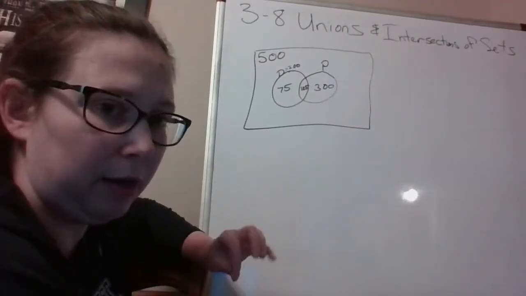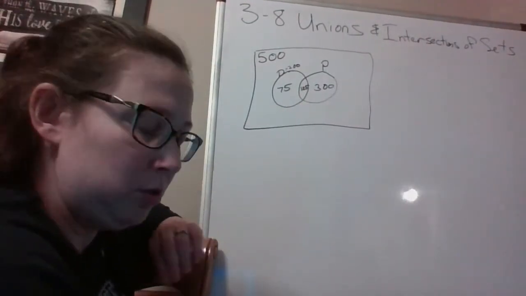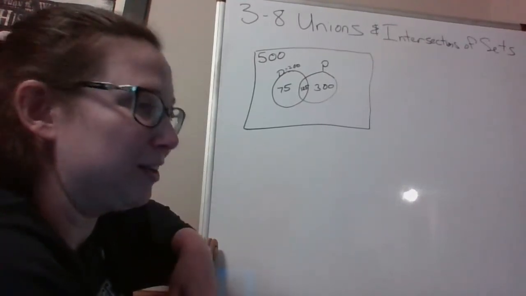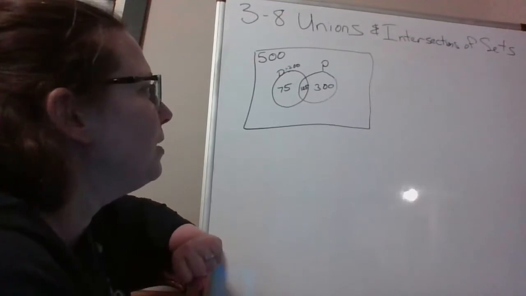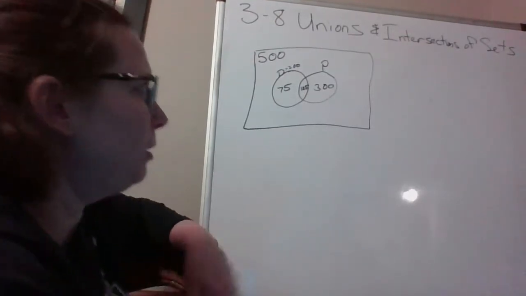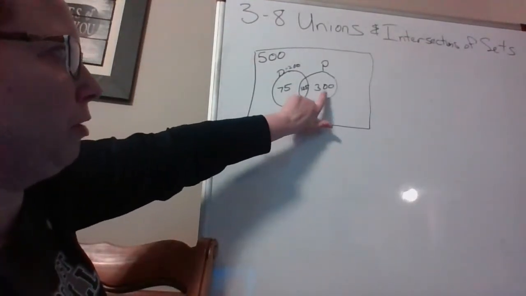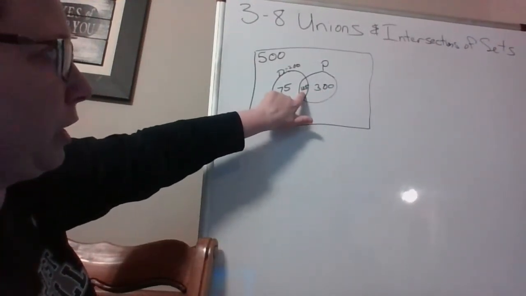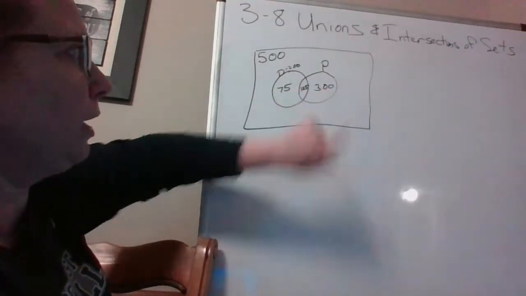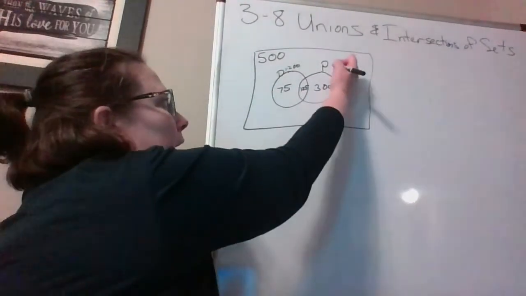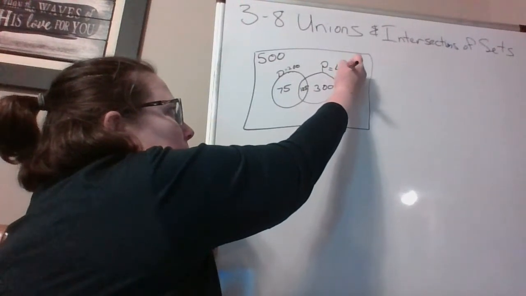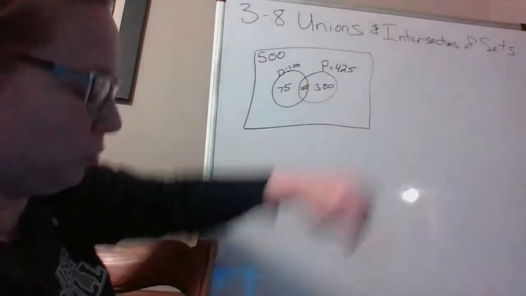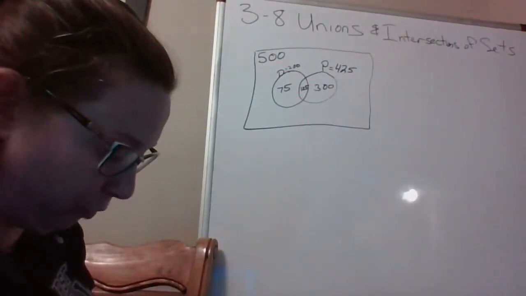Now remember that they are not asking us how many only use public transportation. They're asking us how many commuters, not computers, how many commuters take public transportation. So that would be the people that only take public transportation and the people that take public transportation and sometimes drive. So we're going to add the two of those together, and that gives us how many people take public transportation in total, which would be 425.